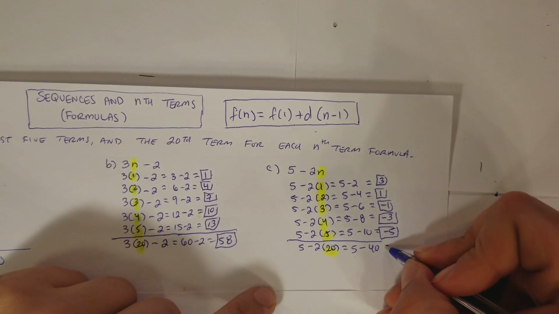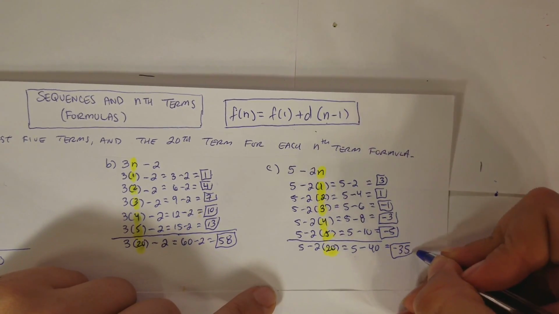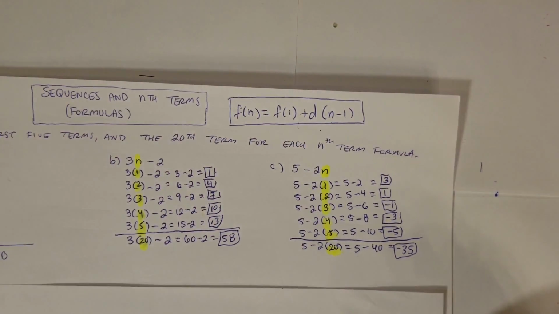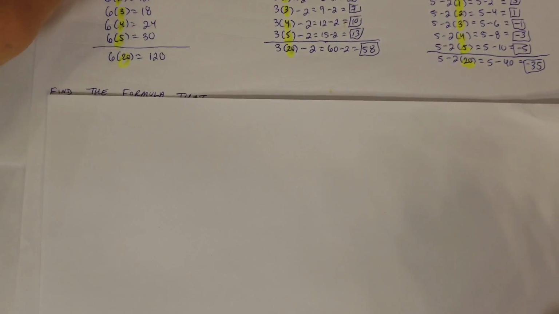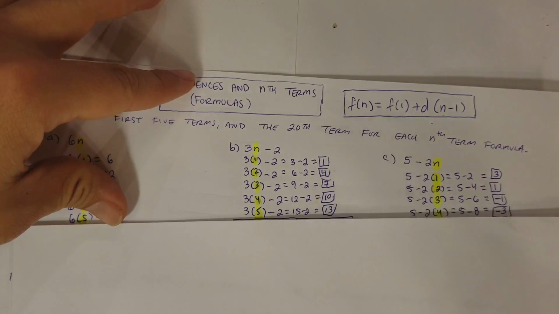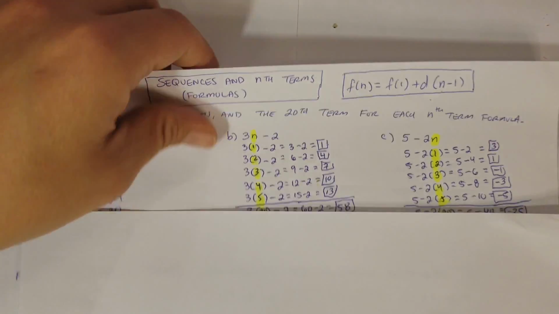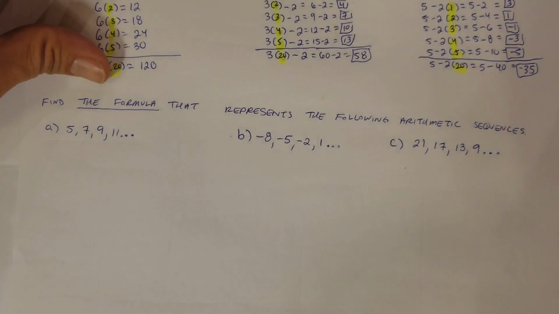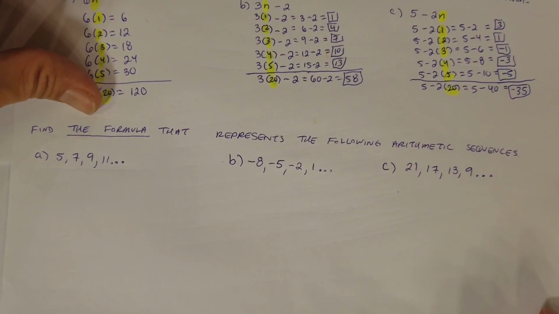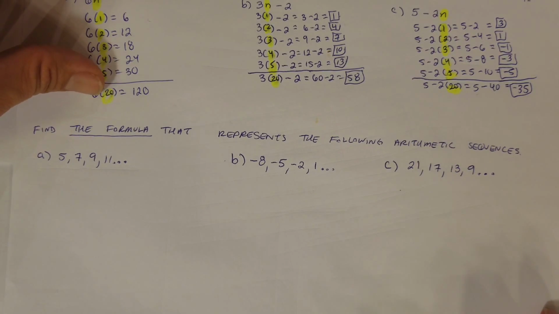5 minus 40, that gives me -35. So for the very last one, you get -35. Okay, now they could give you that, right? So go from a formula to the sequence or the pattern, or they could also give you find the formula that fits the pattern. So they give you a pattern, you got to figure out, hey, what is the formula that represents the arithmetic sequence or the arithmetic pattern?